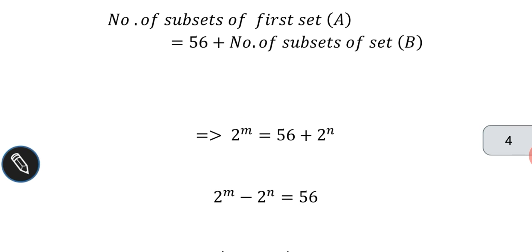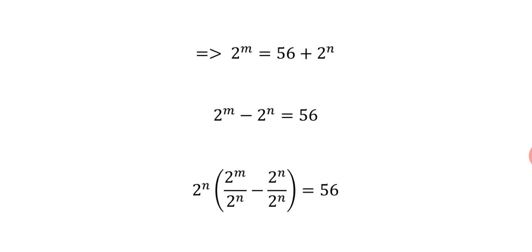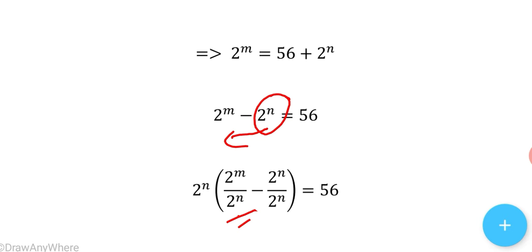So now bring this 2 power n to the left side. So this becomes 2 power m minus 2 power n equal to 56. So the next step, take 2 power n common outside. If we take any number outside, we have to divide the entire term by that number. So 2 power n is the number we are going to take outside. So 2 power n into 2 power m divided by 2 power n minus 2 power n divided by 2 power n is equal to 56.